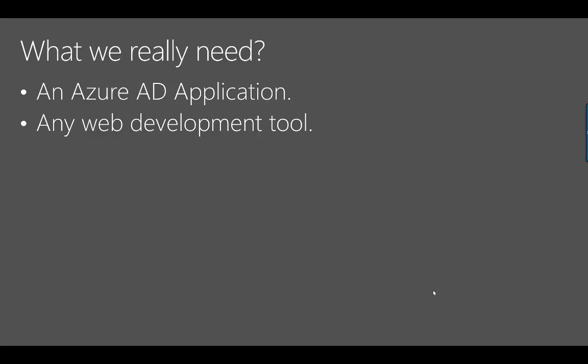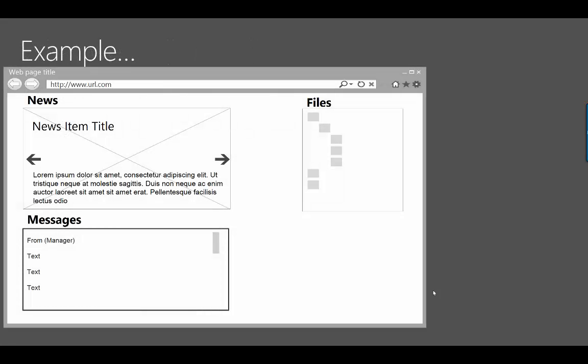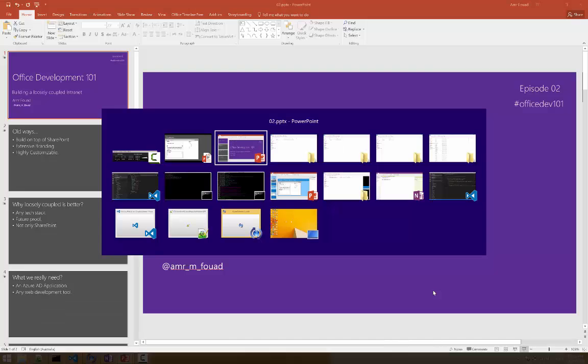And the second thing is you just need any development tool. Today I'm going to use Visual Studio Code. And this is what we're going to build. We're going to build one page, which consists of 3 directives or 3 components. One to display my OneDrive files. The other to display my Exchange messages. And the third one is to get content from SharePoint and display it in a carousel.